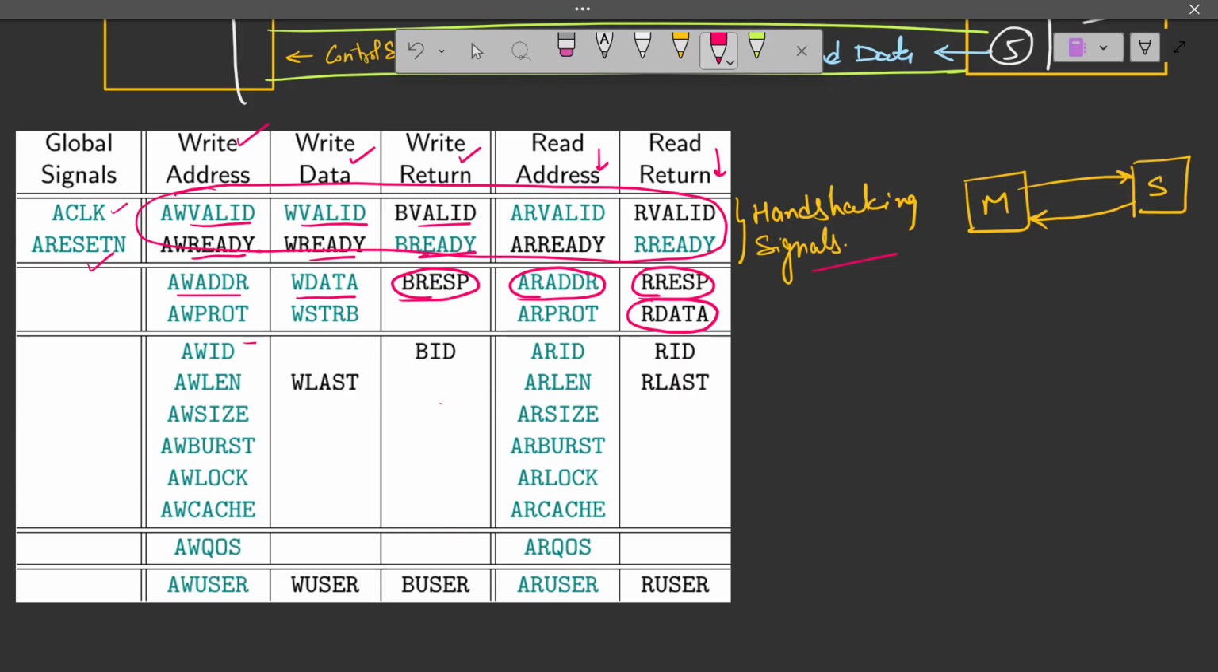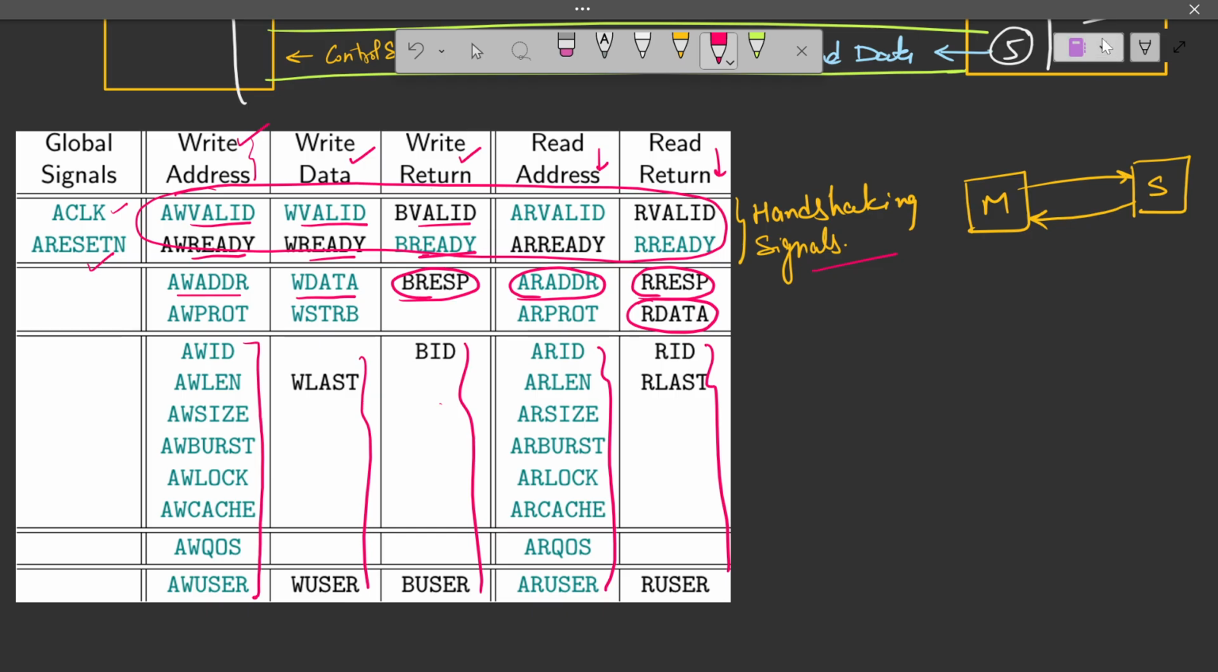These other signals are control signals and configuration signals, which I'll explain when I explain the whole write address channel. These others, you can see, are all control signals, the control signals which we are talking about. We'll understand each and every channel in detail separately.